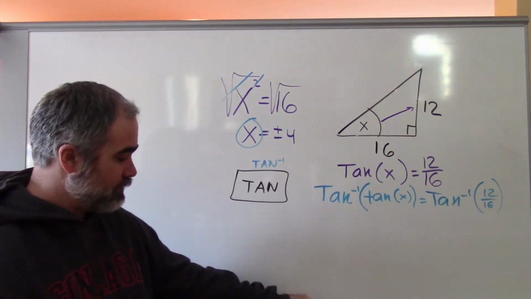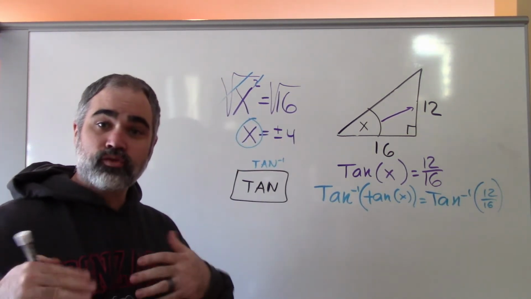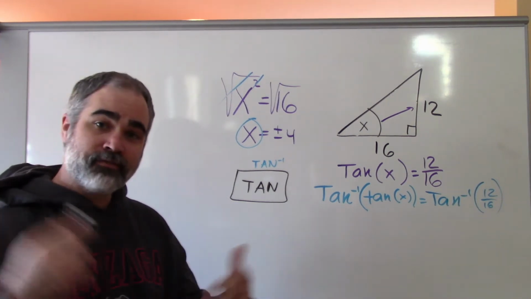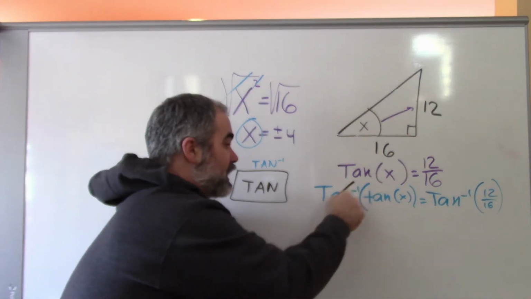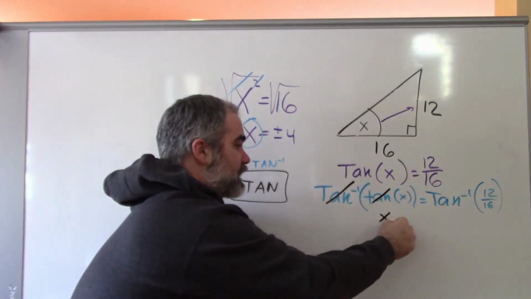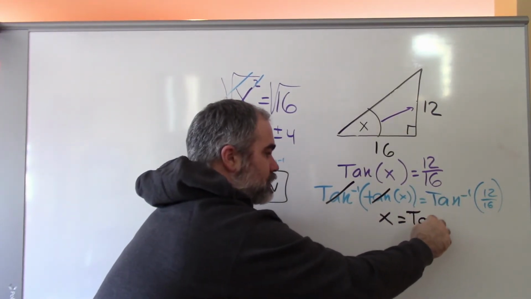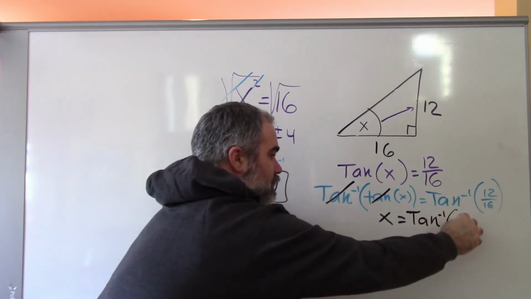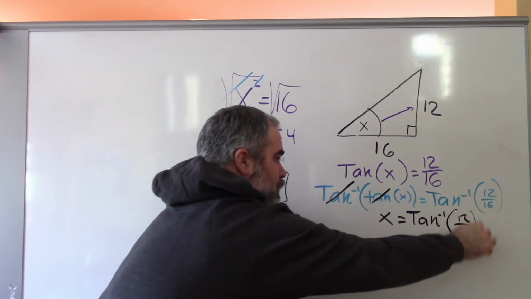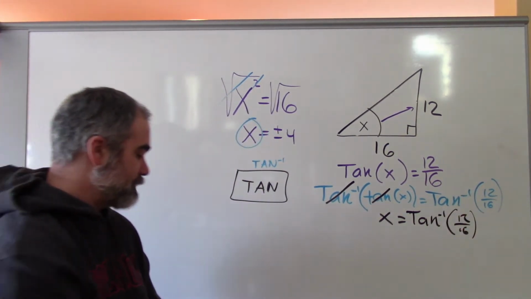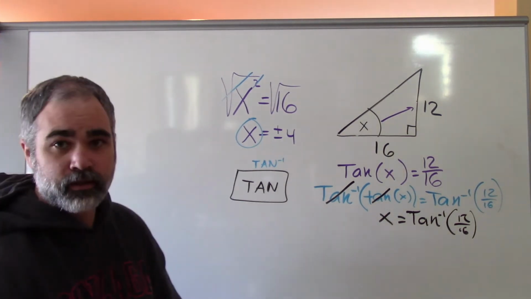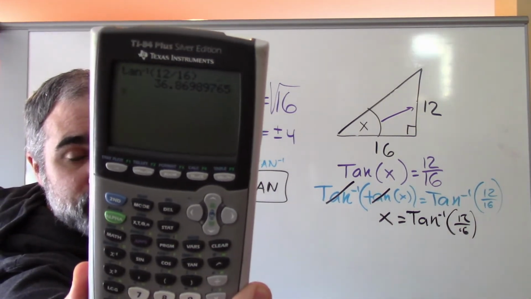But check this out. Because inverse tangent and regular tangent are opposites or inverses, they cancel out, leaving you with just an x. Which means you have something that you can now type into your calculator, the inverse tangent of 12 over 16. I would recommend that you leave that as a fraction as often as possible. So it should look like this on your calculator once you've got it.